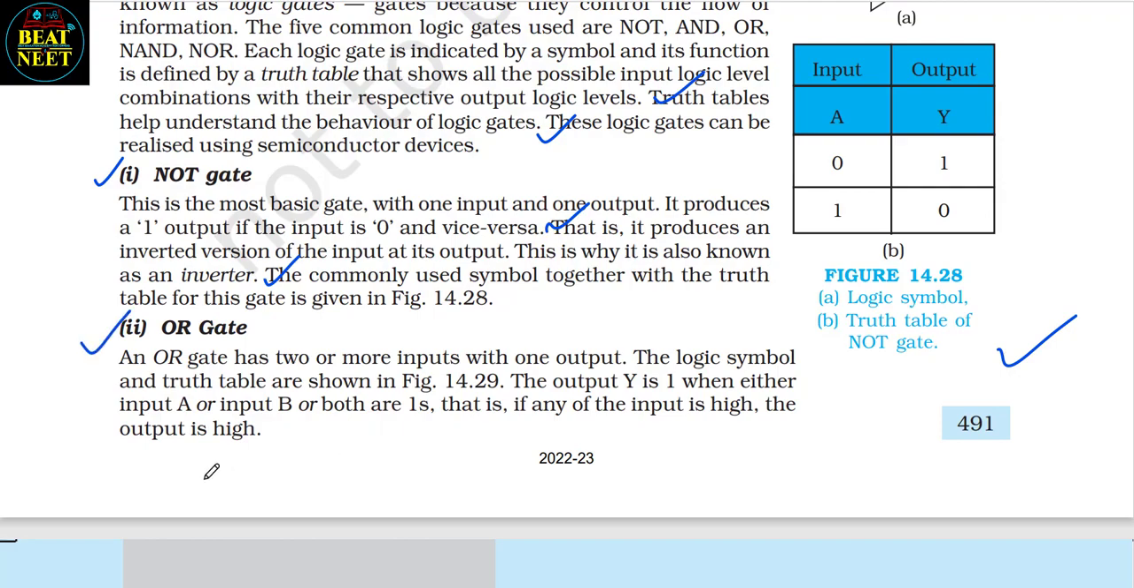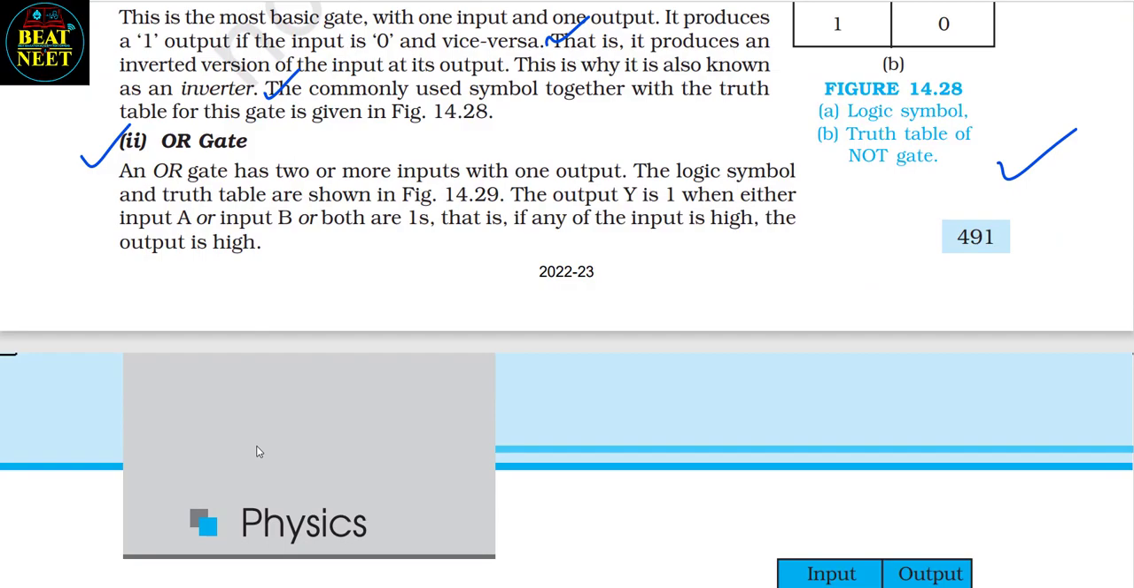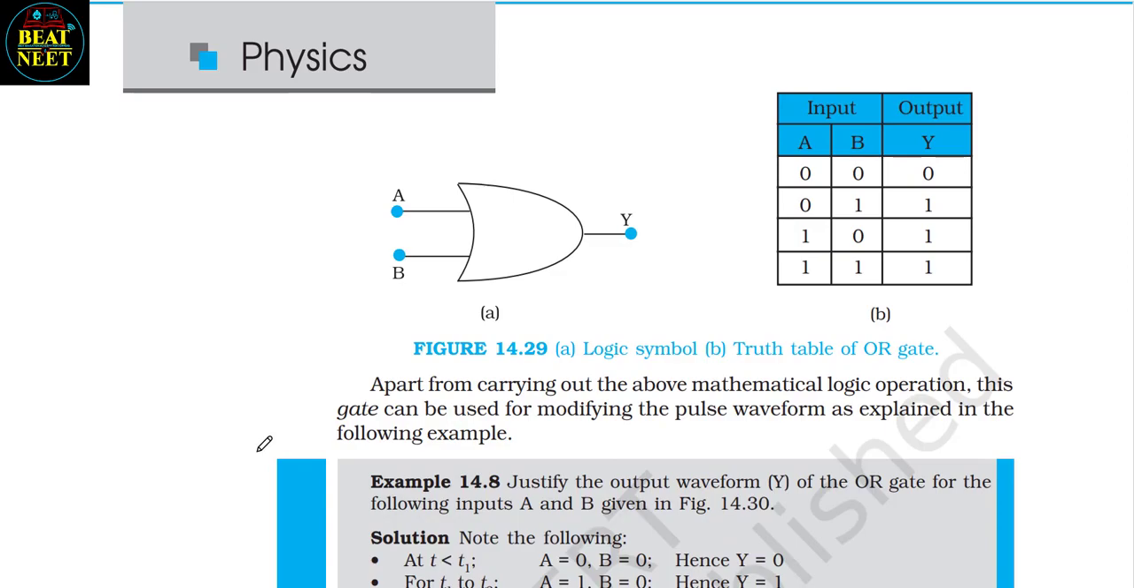Number 2, OR gate. An OR gate has two or more inputs with one output. The logic symbol and truth table are shown in figure 14.29. The output Y is 1 when either input A or input B or both are 1. So, if any of the input is high, the output is high.